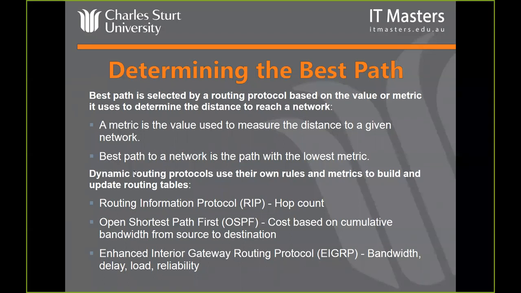EIGRP, being a Cisco proprietary protocol, is a little bit different. What a surprise. It uses a number of things: bandwidth, delay, load, reliability, and MTU size, which isn't listed there because it's not generally changed. But in general terms, EIGRP will use bandwidth and delay as the two main ways to generate its metric.